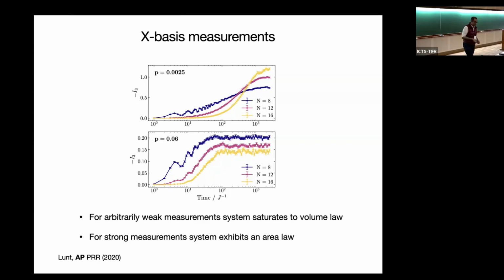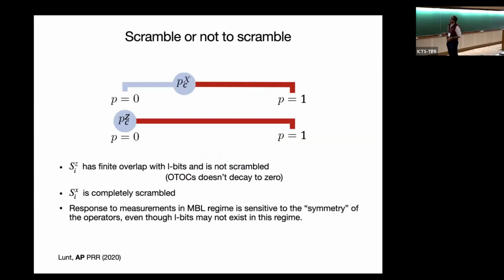So what does the picture tell us? The picture tells us that the phase transitions are actually very different in the two bases. So if you have an X basis, you have some measurement probability, this is phases as a function of measurement probability. You can think of this operator as introducing a weak symmetry, because you're measuring something which has no overlap with the L-bit operators. So this breaks the symmetry in the unitary part of the system. That's why the system immediately goes to the volume law phase.